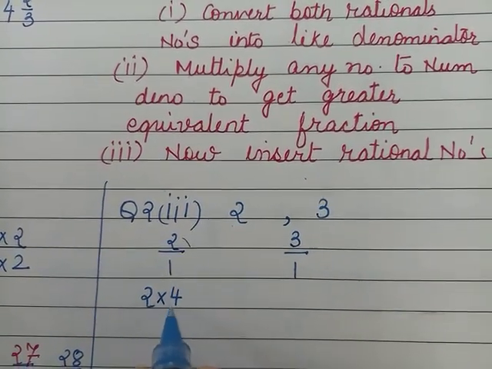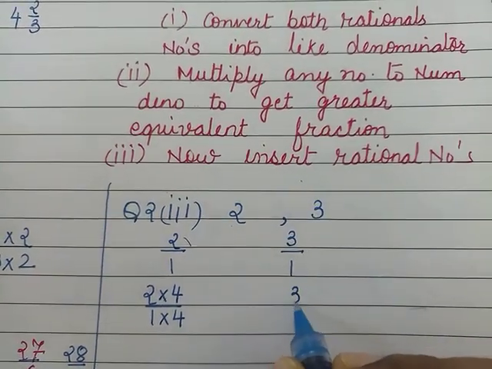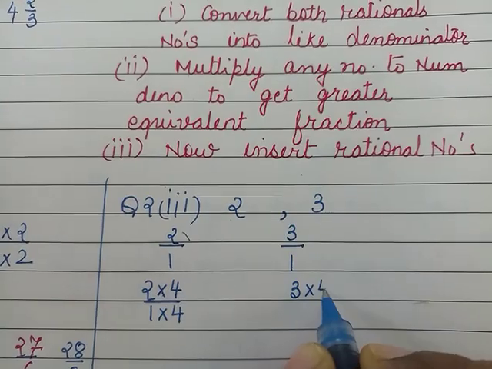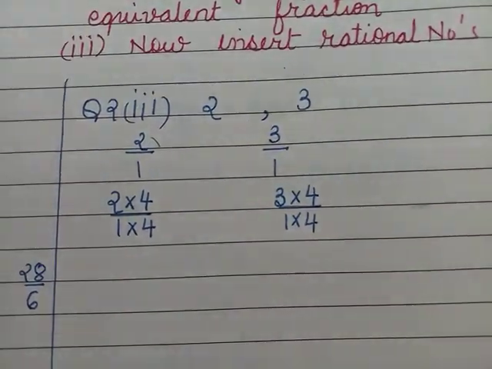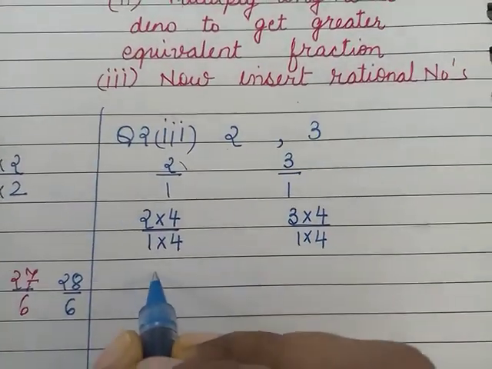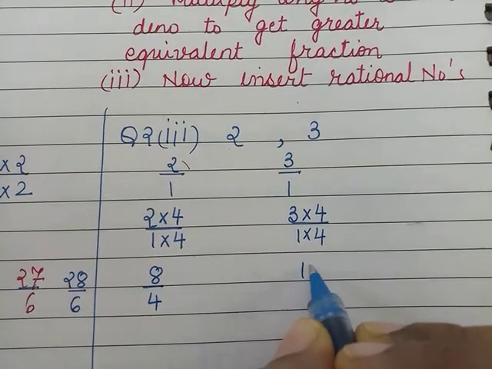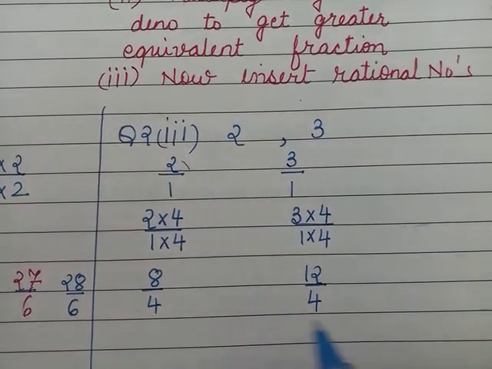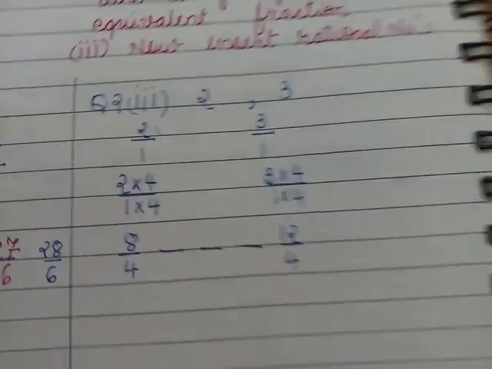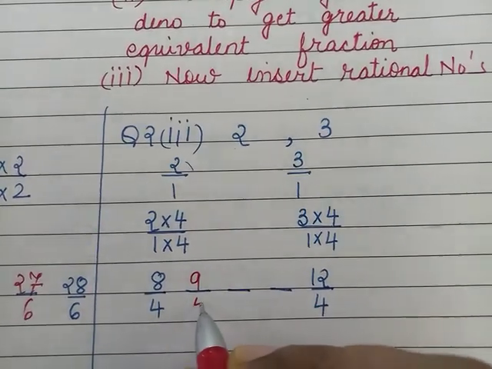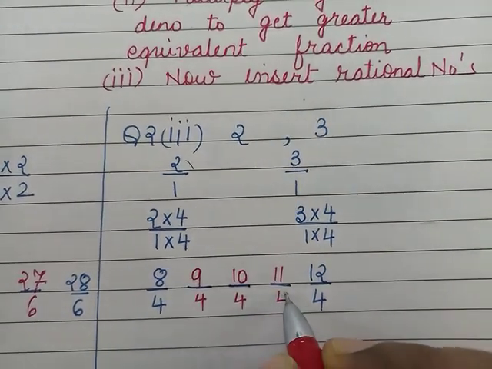2 into 4. The moment I multiply in the numerator, we have to multiply in the denominator. Same, I multiply it here also. That becomes 8 upon 4 and this becomes 12 upon 4. Now can we insert 3 rational numbers between them? Yes, that will become 9 by 4, 10 by 4, 11 by 4.